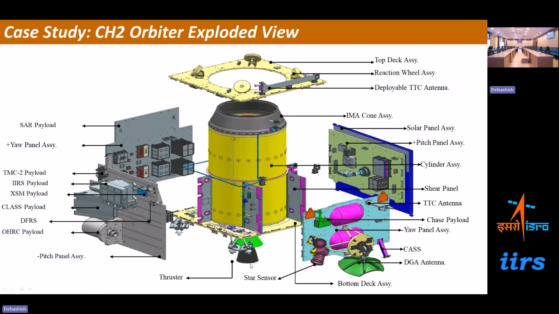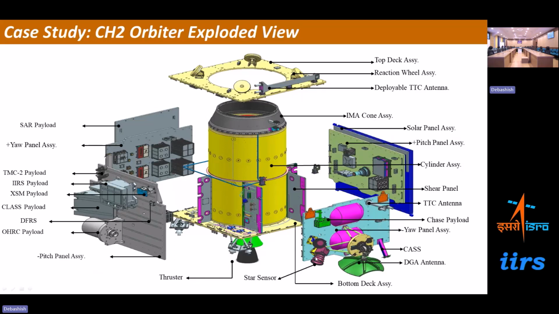It is the 440 Newton thruster, which is used for the orbit maneuvers. Then we have small thrusters also, which are required for the orbit correction or the attitude correction both. So these are examples of thrusters.